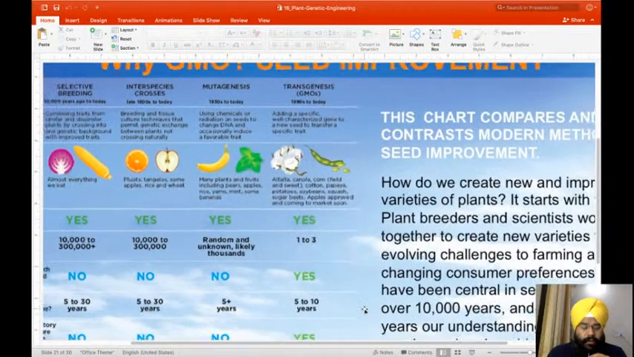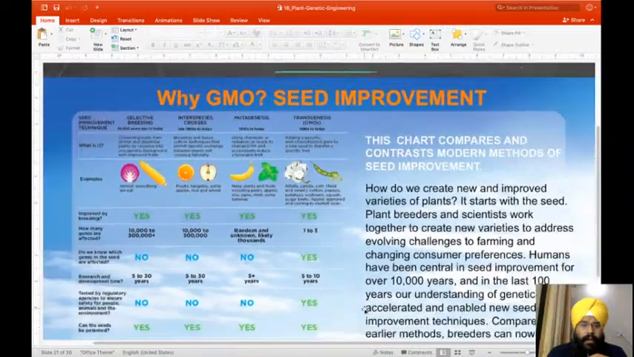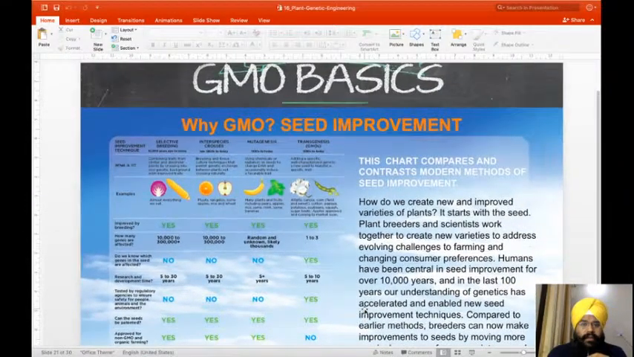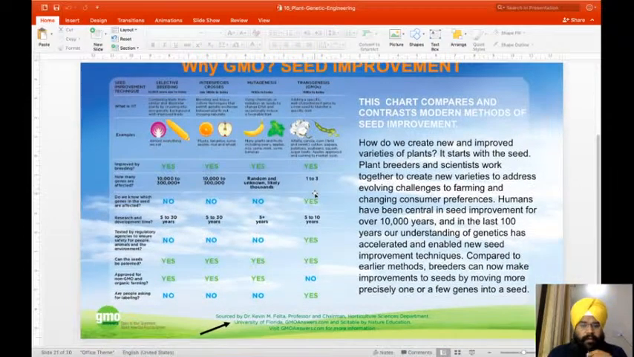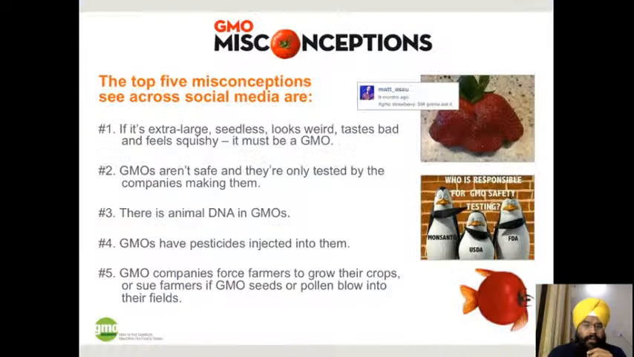So this is how you can check, and you can see that there are a lot of advantages of GMOs. People are just afraid of them without any reason. There's nothing to be worried about, actually.